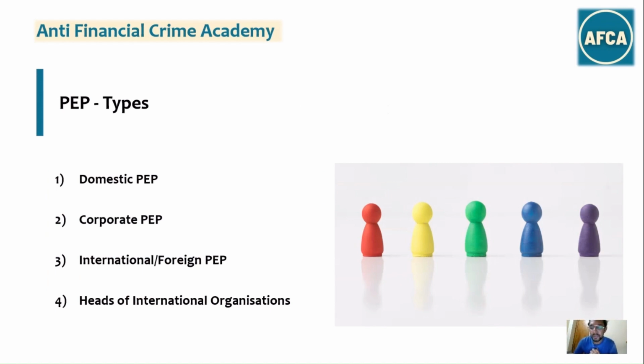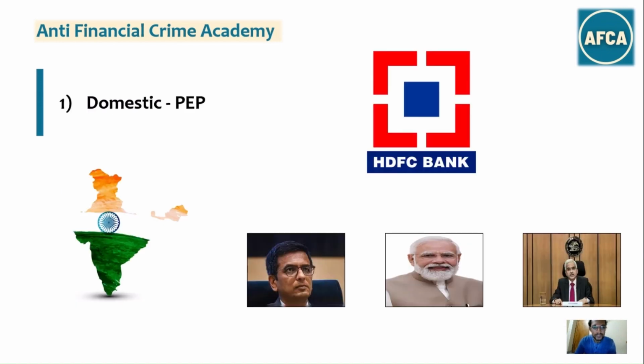Next is the types of politically exposed persons. So we have basically 4 types of politically exposed persons: domestic, corporate, international or foreign, and heads of international organizations. Let's quickly look at these types.